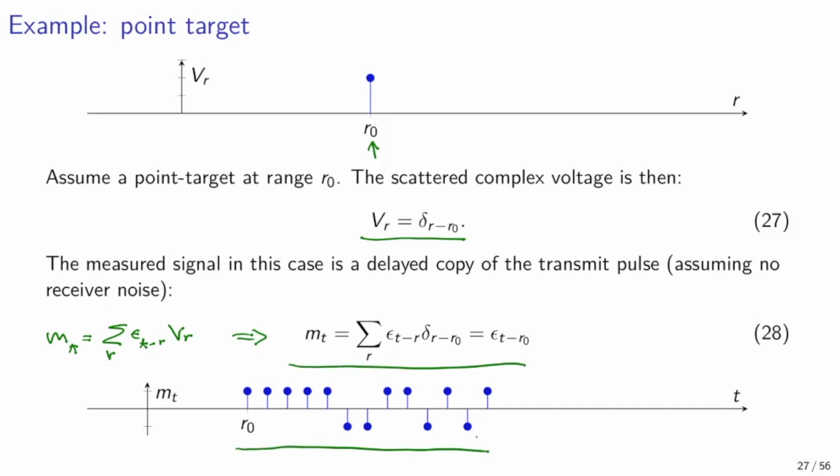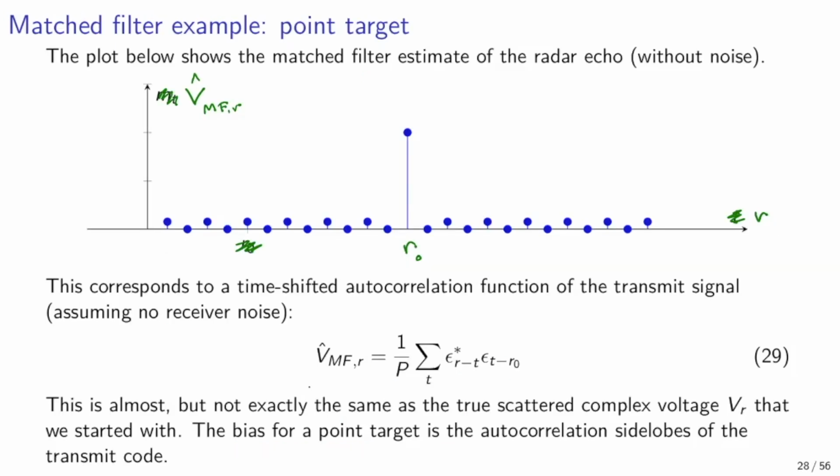In this case, I have used the 13-bit Barker code as the radar transmit signal. This is an often used radar transmit signal which has many beneficial properties. If we now apply the formula for the match filter estimator, we can see that the estimator is a time-shifted autocorrelation function of the transmitted signal centered on range R0, the location of the true radar echo.